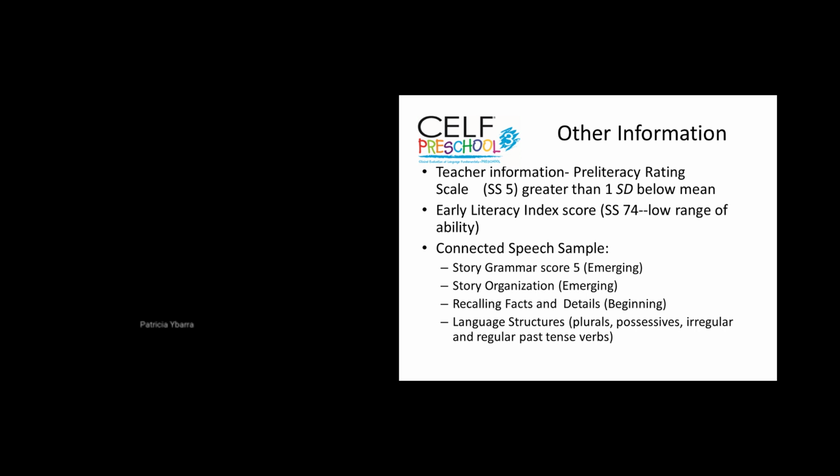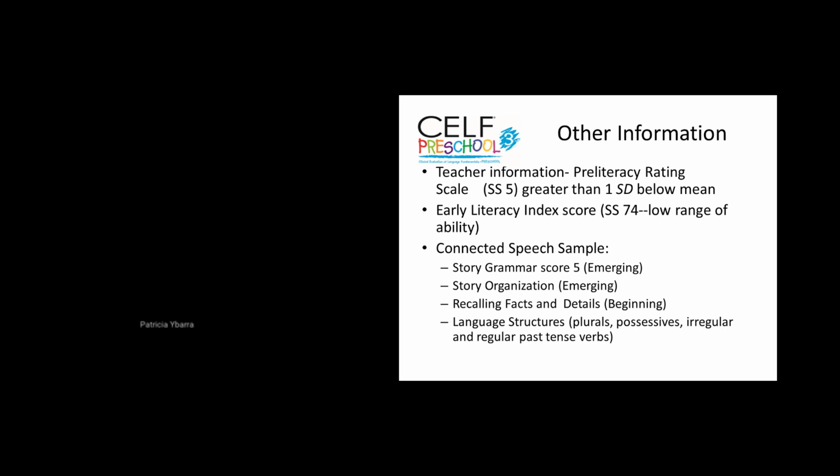Her story lacked organization and details in the middle and the end of the story. And the parts of her story were minimally recalled and supporting details were missing throughout. An additional analysis of the language structures used in her story retell in the connected speech sample subtest was performed in comparison with her performance on the word structure subtest. And that analysis confirmed that child Y's use of plural and possessive nouns, as well as the use of irregular and regular past tense verbs, are emerging slower than expected considering her age.